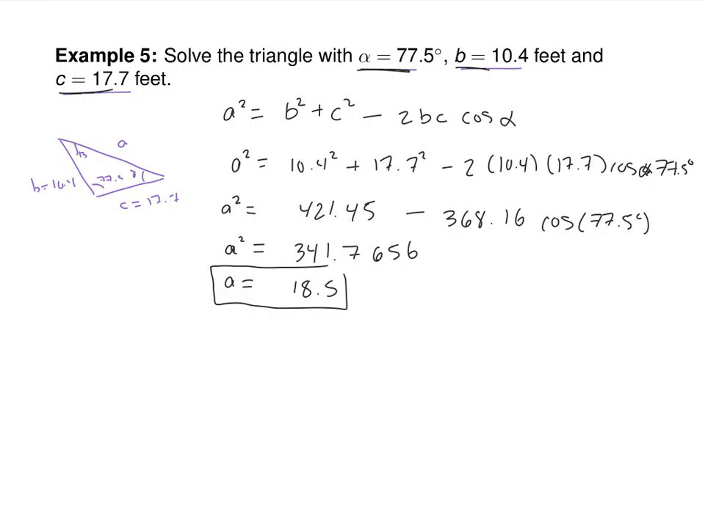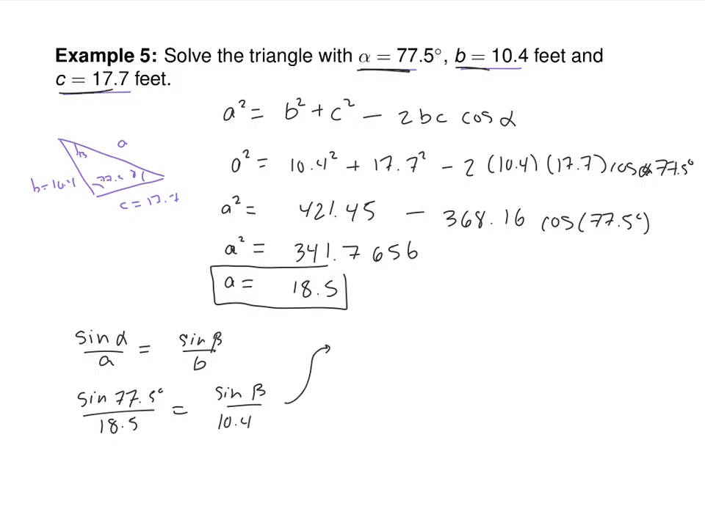Now that you know this side, you have to find the two angles you don't know, but you can use the law of sines. So once you use the law of cosines to get that side that you need, you revert back to the law of sines. So you say, well, sine of alpha over A is sine of beta over B. So that's sine of 77.5 over 18.5, which we just found, is sine of beta over 10.4. And so sine beta is 10.4 times all that stuff.